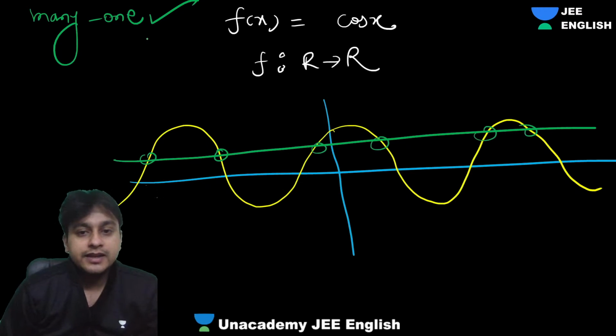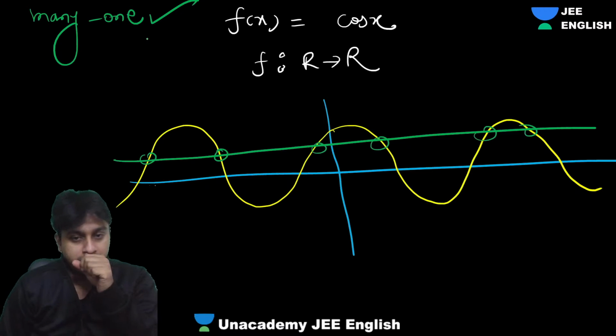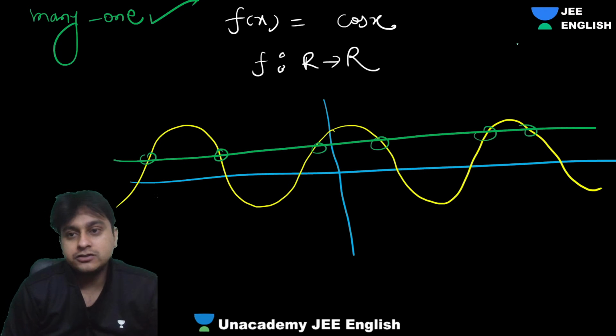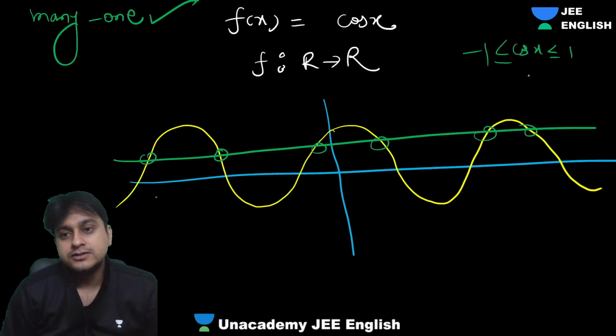Moreover guys, is it onto? Obviously it's not onto, right? Because the range of cos x is -1 to 1. So the range of the function is -1 to 1, which is not equal to the real number set, implies it's an into function.